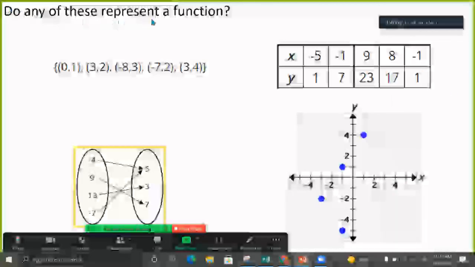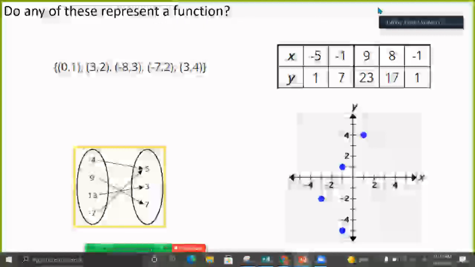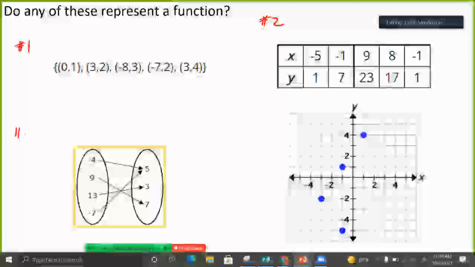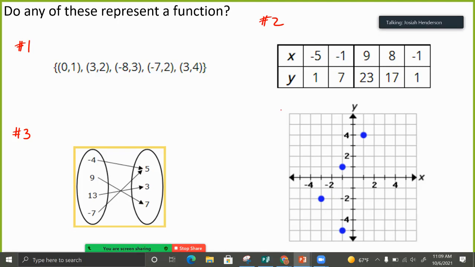Do any of these represent a function? What I have here are 4 different displays of relations. So I'm going to label them. This is number 1. And then the table next to it will be number 2. Down below, the bubbles with numbers, that's number 3. And then finally, our graph is number 4. So do any of these represent a function?